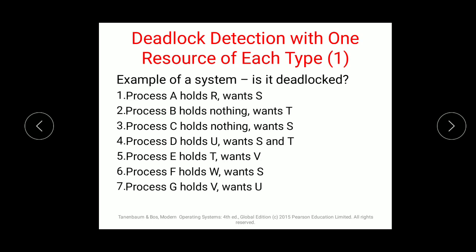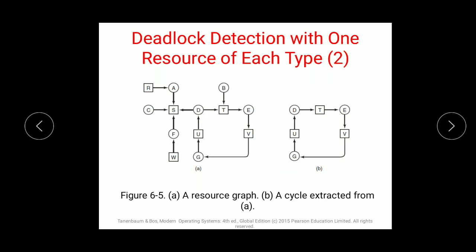So, an example of a system, to see if there is a deadlock. What they have given here: process A holds R, wants S; process B holds nothing, wants T; process C holds nothing, wants S; process D holds U, wants S and T; process E holds T, wants V; process F holds W and wants S; process G holds V and wants U. So we'll go with this diagram.